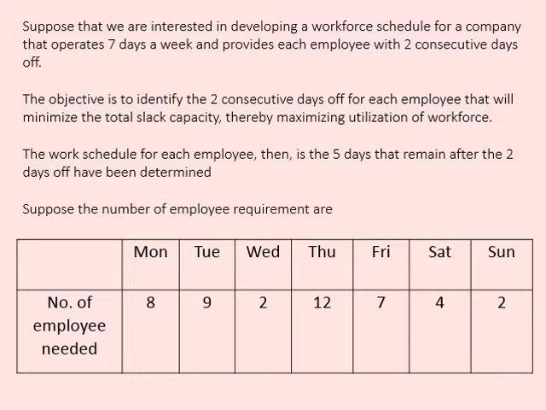The objective is to identify the 2 consecutive days off for each employee that will minimize the total slack capacity, thereby maximizing utilization of workforce. Slack is basically the difference between employees available and the requirement of employees. The work schedule for each employee, then, is the 5 days that remain after the 2 days off have been determined. Let us now try to allocate work for the following employee requirement for a company for the week.